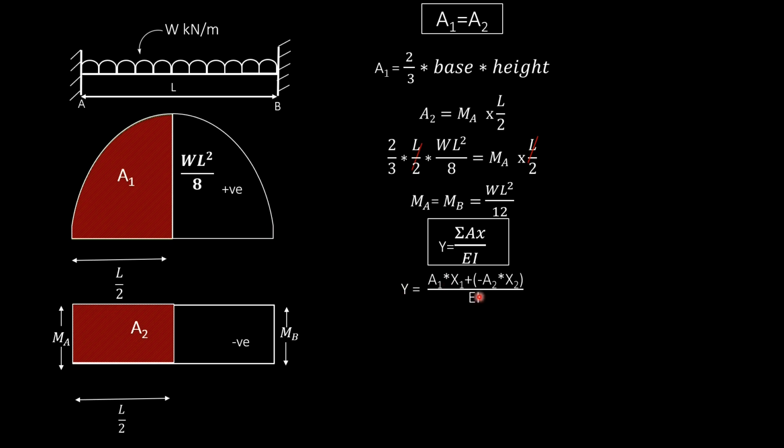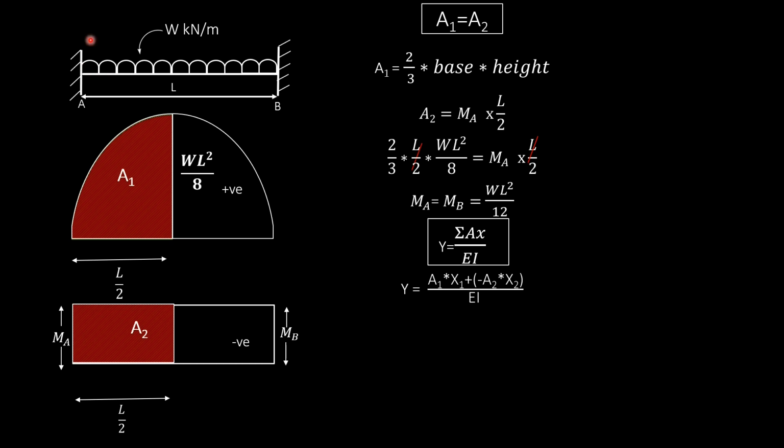Then what are x1 and x2? X1 and x2 are the centroidal distances measured from the fixed supports. Since we are taking moment at the supports, we will measure the centroidal distances from these supports.